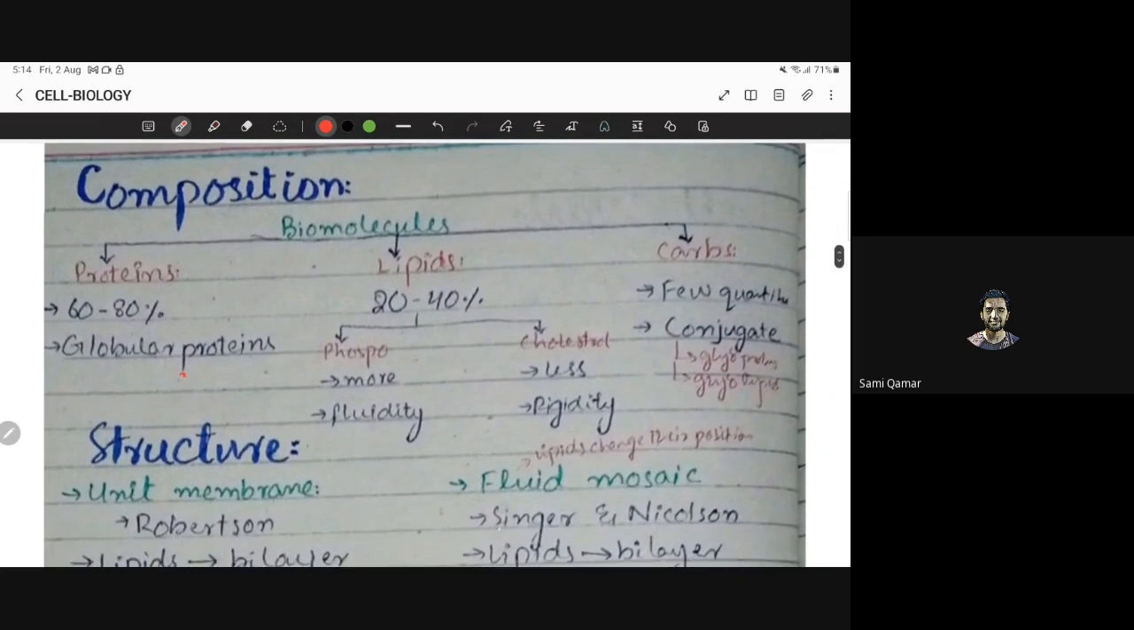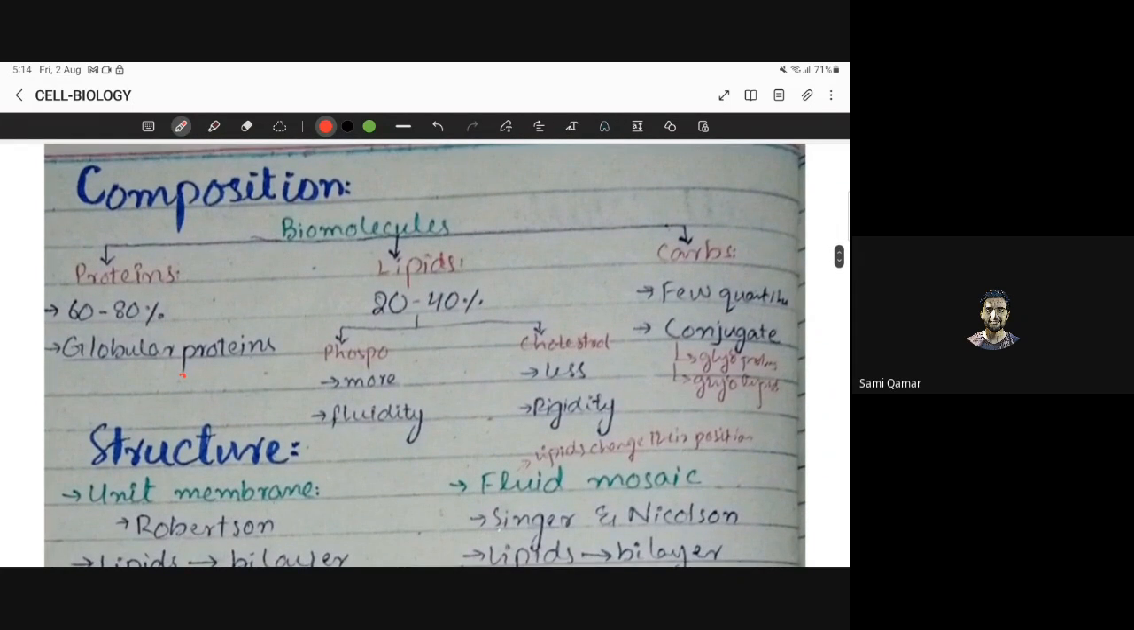Okay, don't worry. Now, the composition of the cell membrane. We study this. This is very important. First of all, this has been asked.